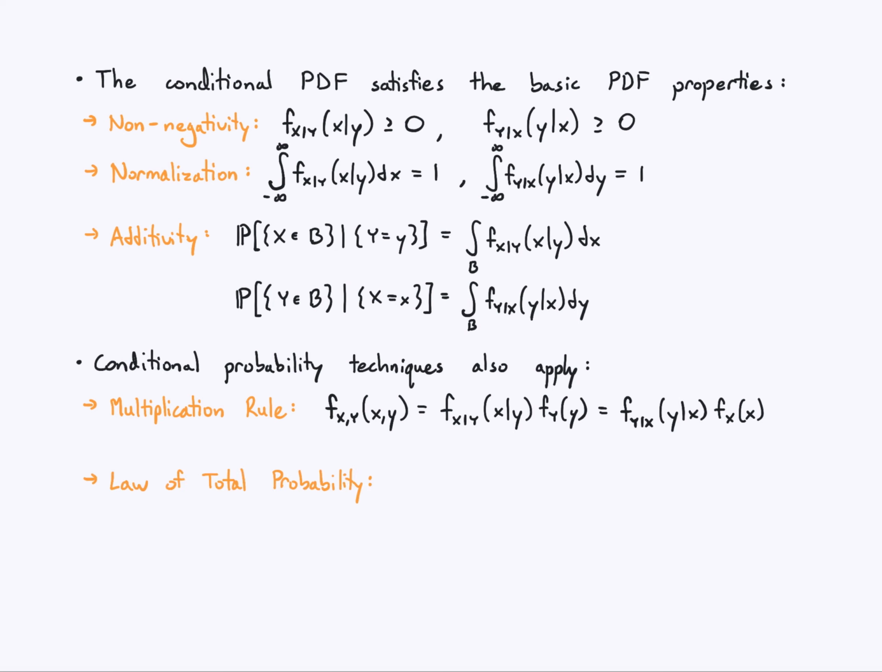And finally, Bayes' rule is exactly what we expect it to be. You can flip conditioning by just multiplying and dividing by the appropriate marginals. Okay, so these are the usual techniques we had. I'm just showing you what they mean in terms of conditional PDFs.